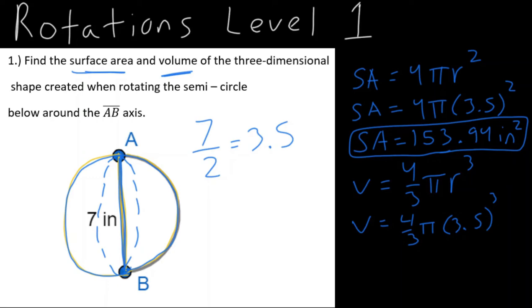So we now have 42.875 times pi, and that will give us 134.69, which really rounds to 134.7. And then we'll multiply that by 4/3, and the way you would want to do that is multiply it by 4, and then divide that final answer by 3.